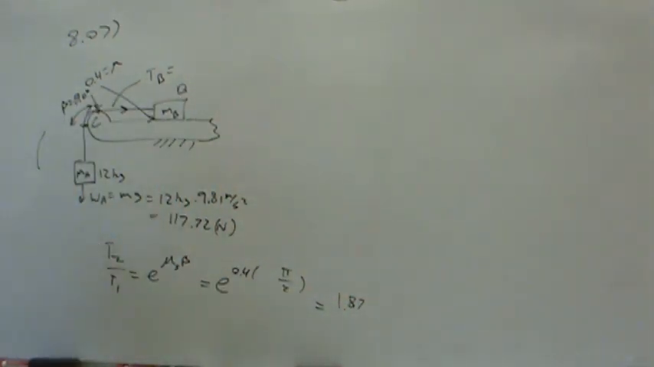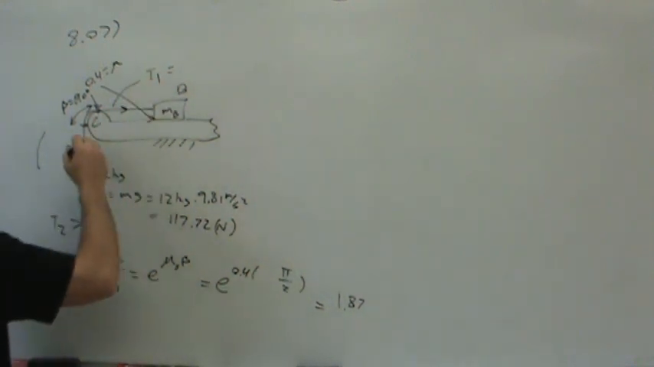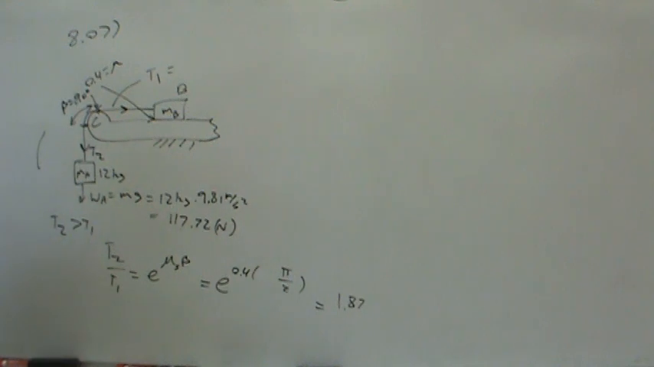So what does that mean? That means the tension on side 2 is more than the tension on side 1. So I want you to make a note. Side 2 is the tight side, side 1 is the slacker side. It's less tension, okay? Or you might write it this way, T2 greater than T1. In other words, this side is T1, this side is T2.